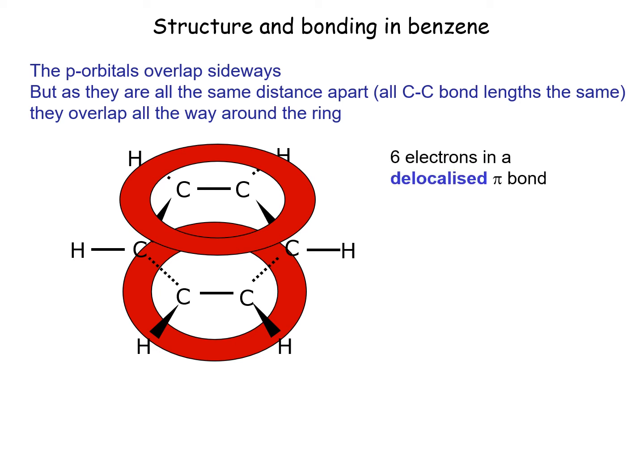Now we call that a delocalized pi bond. Still a pi bond. Pi bonds form from p orbitals overlapping side by side, but it's delocalized because it's not just fixed over 2 carbons. So an alkene pi bond is a localized pi bond. Benzene's pi bond is delocalized. And as with all pi bonds, we've got an area both above and below the plane of the atoms.